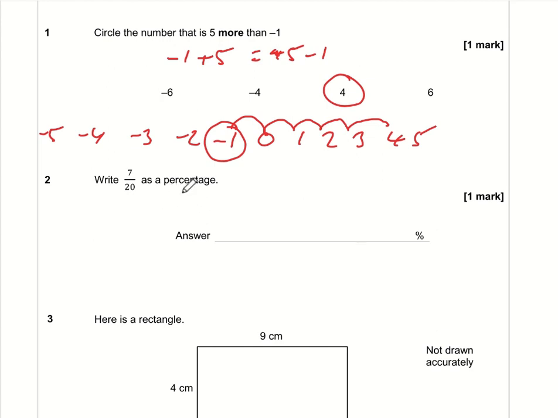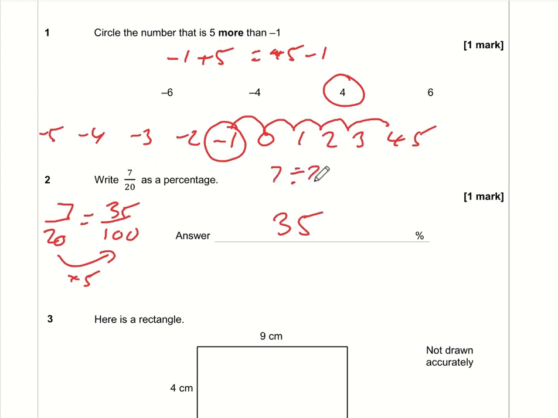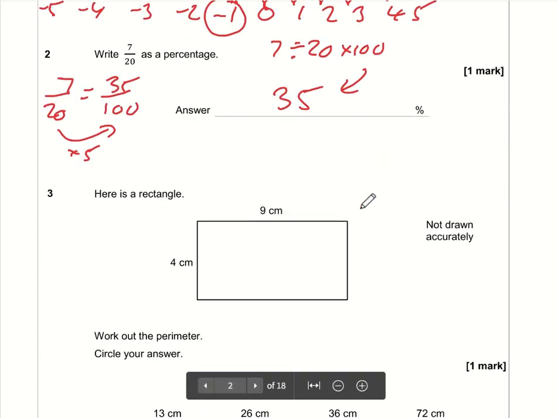Percentage means, or percent means out of 100, so 7 out of 20 is the same as what out of 100. 20 times by 5 is 100, so 7 times by 5 is 35, so that's 35%. Alternatively, to turn a fraction into a percentage, it's top divided by bottom times by 100. However you do it, you'll still get 35%.